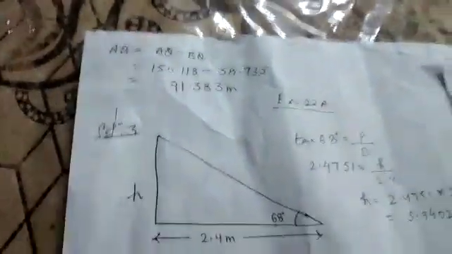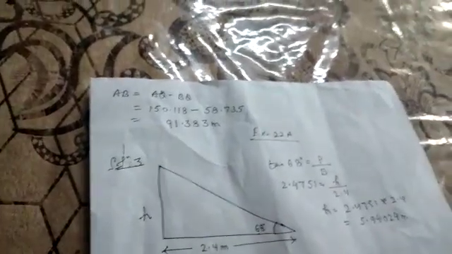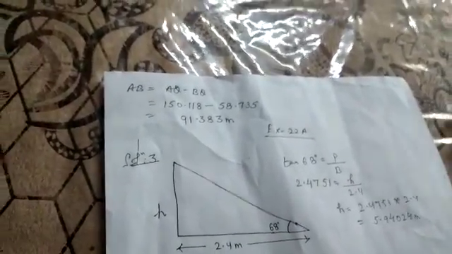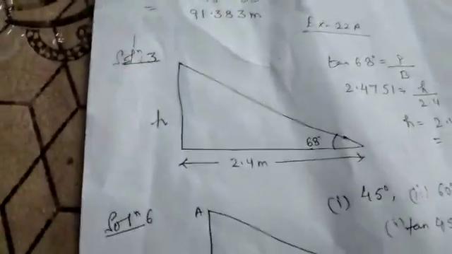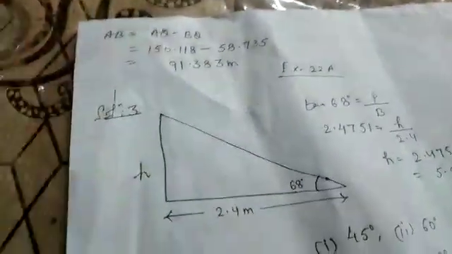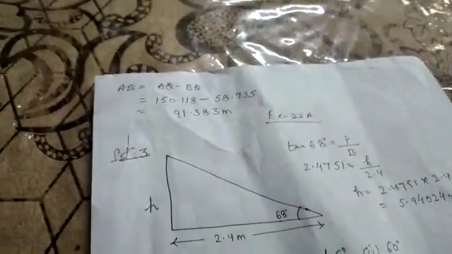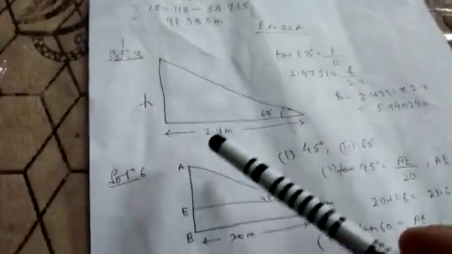Fine. Now I have taken questions from your book. Exercise 22A, question number 3. What is question number 3 saying? A ladder is placed along a wall. Students, always remember, a ladder is always a slant line. So this is the ladder.